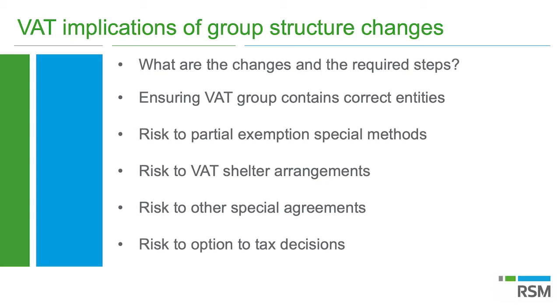There could also be risks to other special agreements, particularly around VAT liabilities of certain income streams, and finally risks to option to tax decisions. So if an entity that has opted to tax is no longer in the group, the VAT group won't have opted certain properties and the VAT liabilities of that property could have changed.